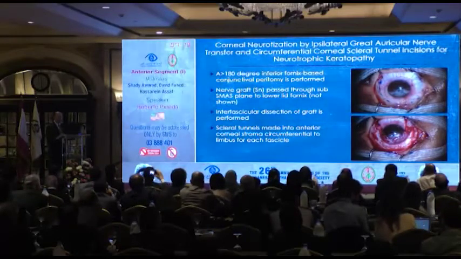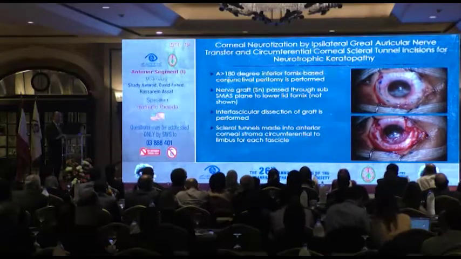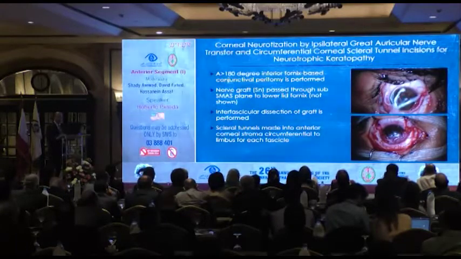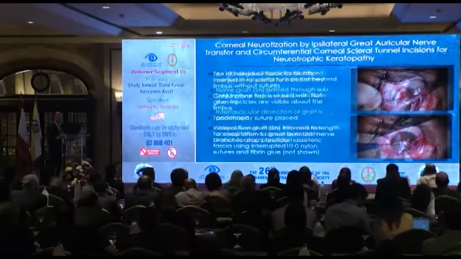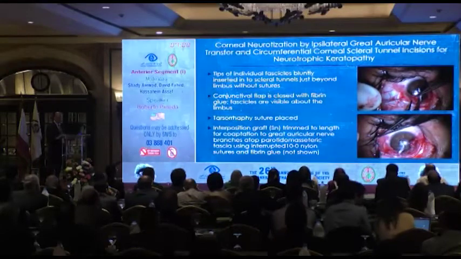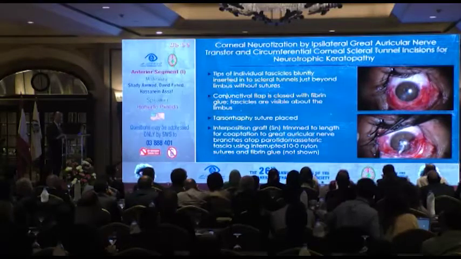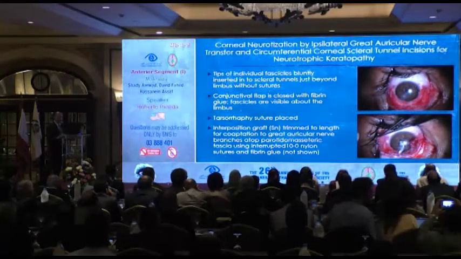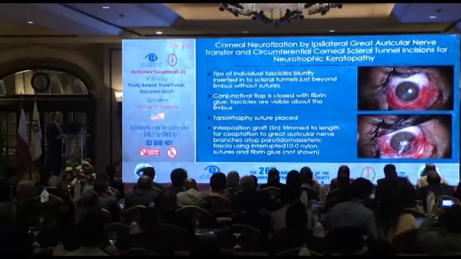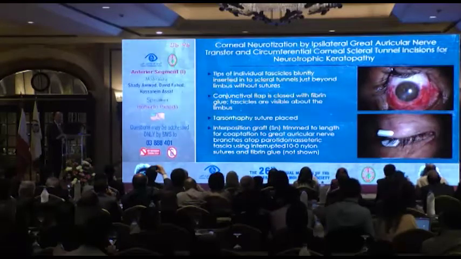I'll show you a video of this in just a minute. Then an interfascicular dissection of the graft is performed, and we perform these scleral tunnels to place the fascicles of the nerve into these areas. You can see the fascicles separated here, and then the scleral tunnels performed here. Once that's performed, the tunnels are placed into the pockets, and we use fibrin glue to close the conjunctival peritomy, and then coapt the great auricular nerve to the sural nerve in the end, and perform a tarsorrhaphy.